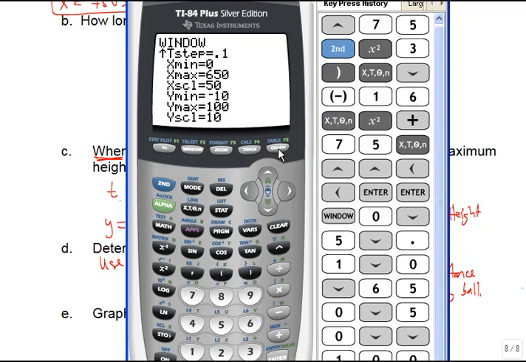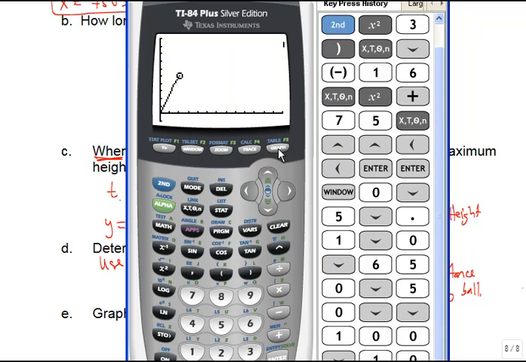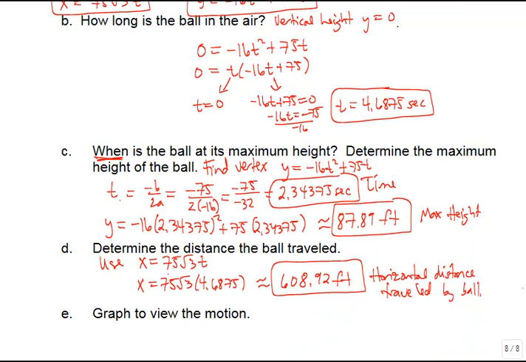And now we hit graph. And here's our golf ball flying through the air, reaches its maximum height, and then it comes back down and hits the ground. Okay? All right, that concludes our lecture on parametric equations. Good luck.